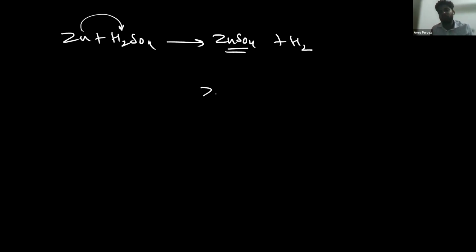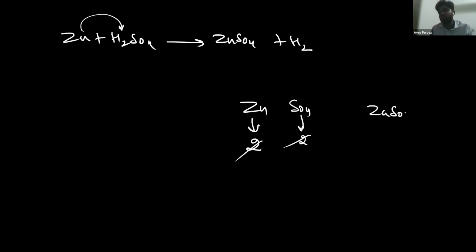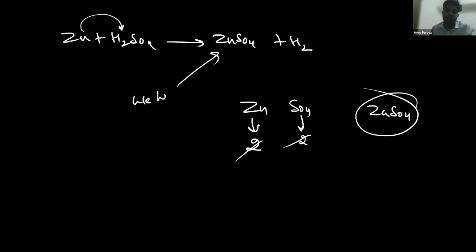Why ZnSO4? Why not Zn2SO4? Because both have a valency of 2. Zinc has valency 2, and the SO4 ion also has valency 2. The valencies cancel out, and the formula for zinc sulfate is ZnSO4. So we have to write the correct formula of the salt.